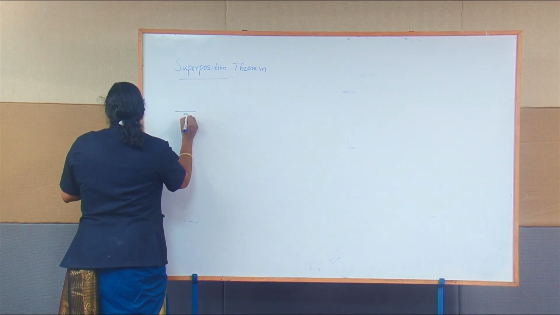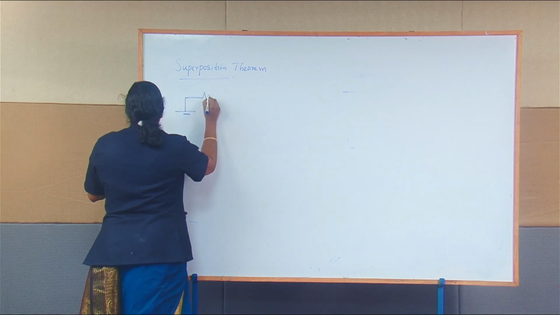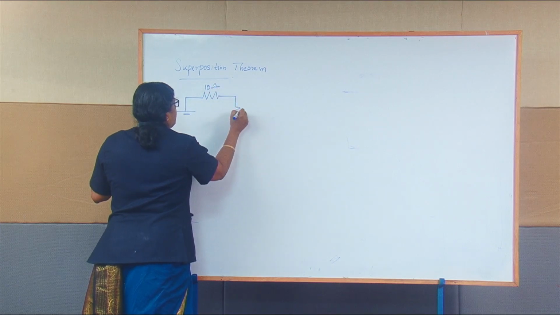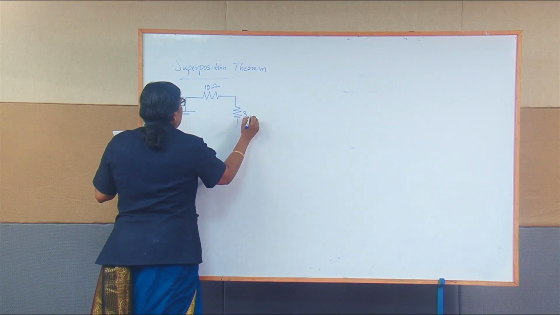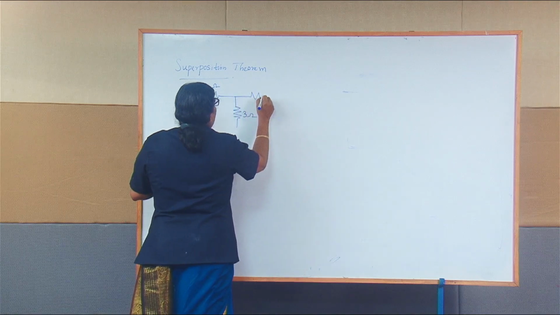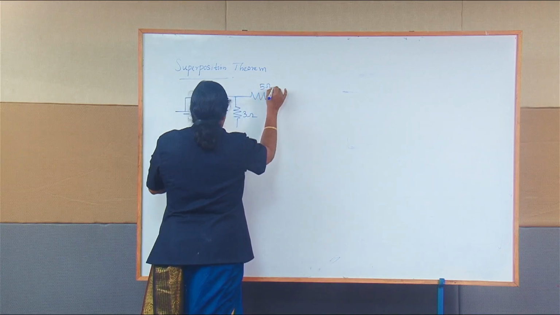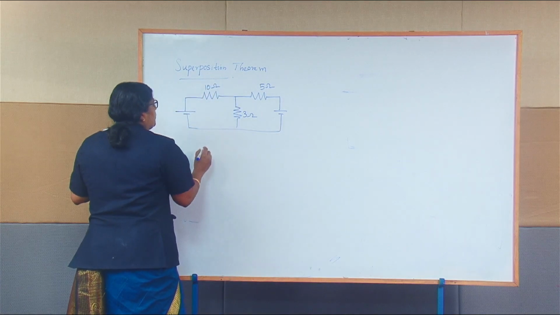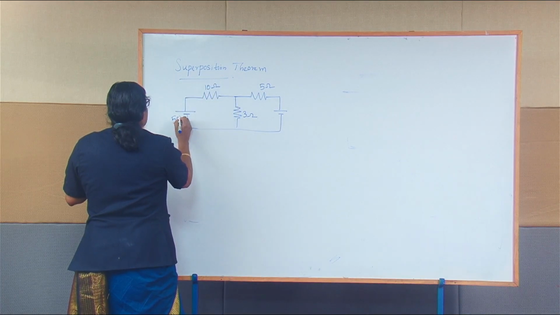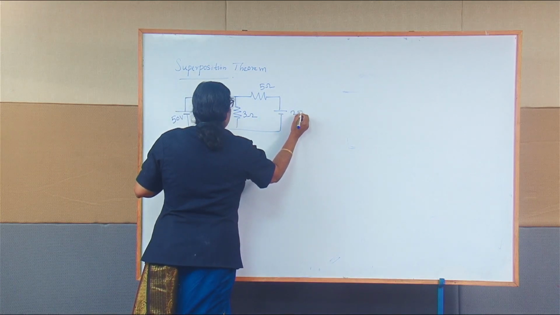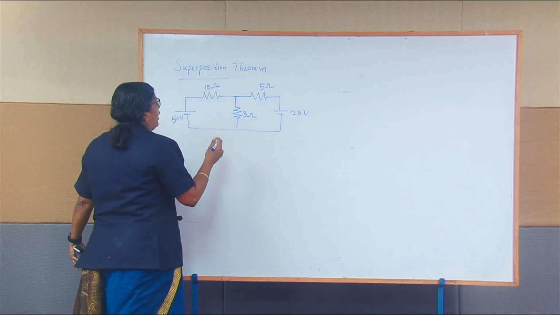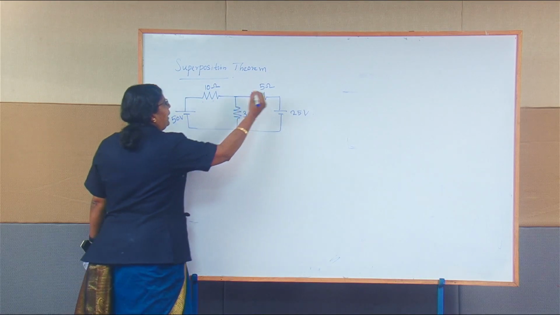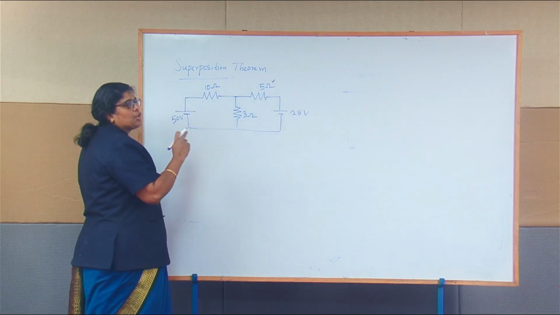I'll take a voltage source of 50 volts which is connected to a resistance of 10 ohm and another resistance of 3 ohm and 5 ohm and 25 volts. Okay, I have taken a circuit with two sources of 50 volts and 25 volts. Now I have to find the current through 10 ohm and 5 ohm by using the superposition theorem.